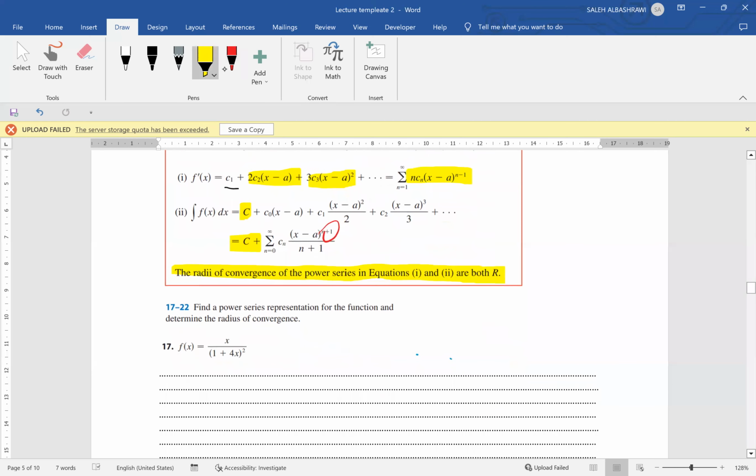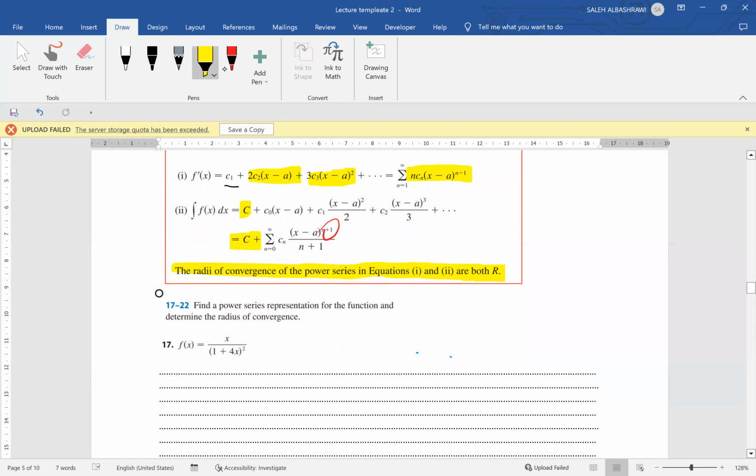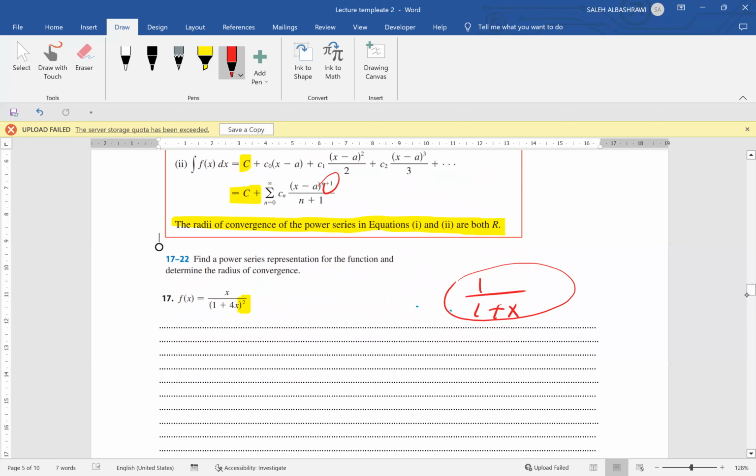For example, let's find a power series representation for the function, and also find the radius of convergence, of f of x equal to x divided by (1 plus 4x) to the power 2. Since I have this power, we can think about the general form, which is 1 over 1 plus x. I need to find the relation between this function and this one, that is 1 over (1 plus 4x)^2.